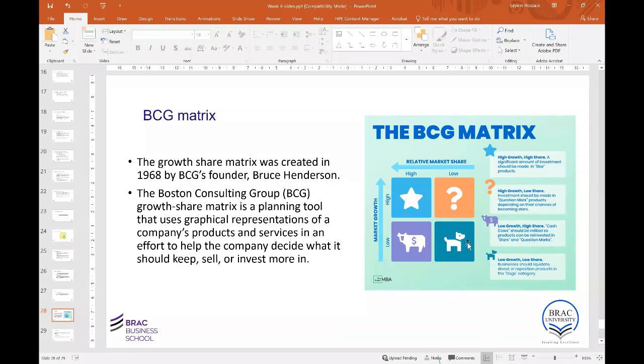And then the last category of your strategic business units will be the dogs. The dogs are those that are low growth and low share, a low share product or low share strategic business unit. So you really need to consider: are you going to liquidate this, or should you just get rid of the dogs because they are not giving you that much money?